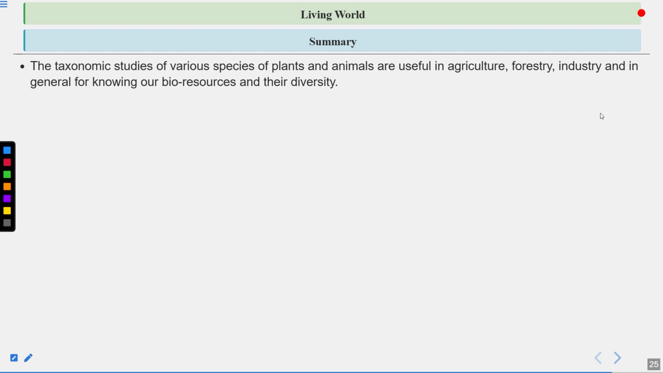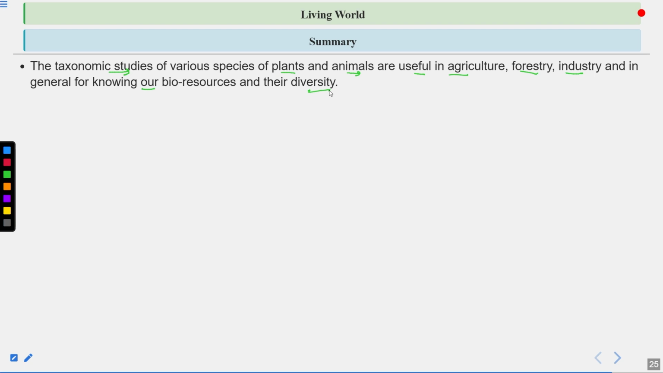Now let's summarize this chapter, this theory that we have studied today. Taxonomic studies of various species of plants and animals are useful in agriculture, forestry, industry, and in general for knowing our bioresources and their diversity. What is the need of taxonomic studies? Taxonomic studies of various species of plants as well as animals are useful in agriculture and in forestry. They have industrial benefits also, and in general for knowing our bioresources as well as their diversity.